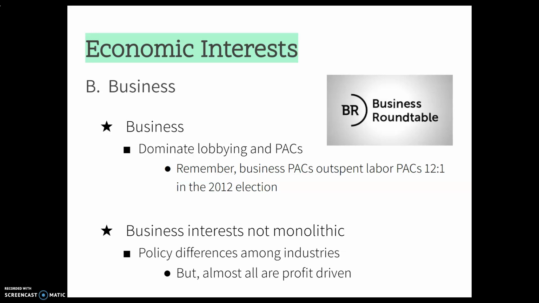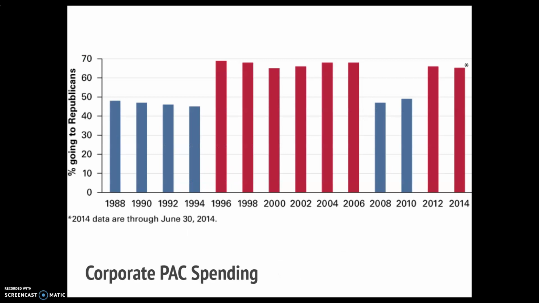But I think it's important to recognize that business interests are not monolithic. That means that they're not all the same. Businesses have very diverse interests. There are policy differences and preferences among industries, and all businesses, though, are profit-driven. So they're going to support the party in power because that will help them profit overall.